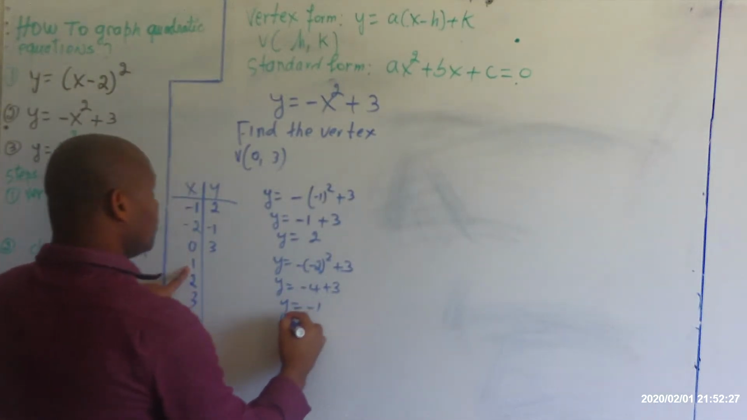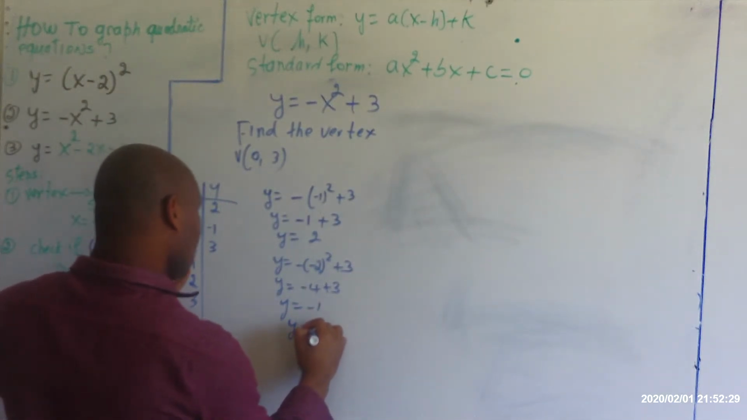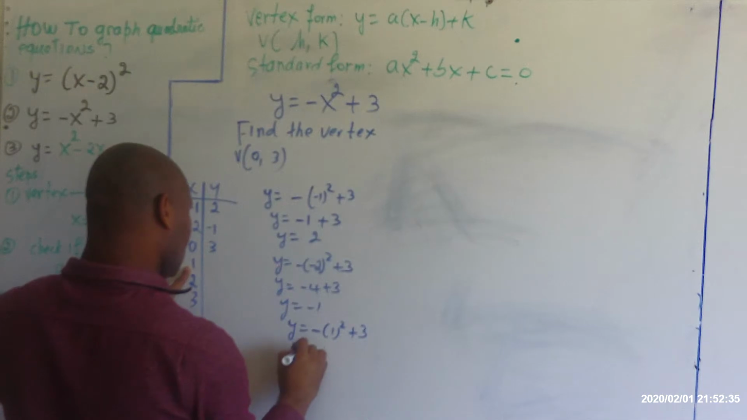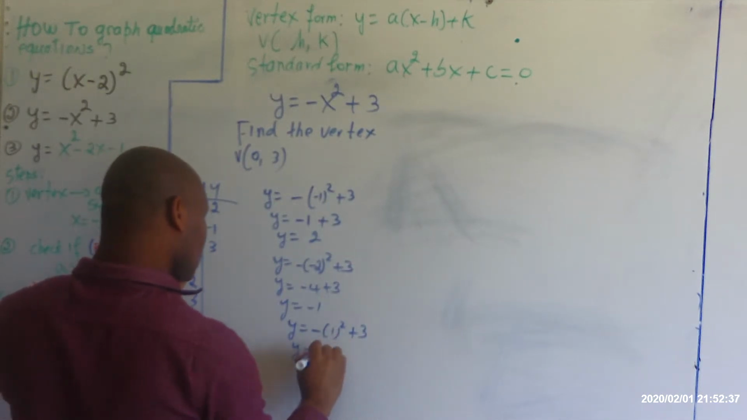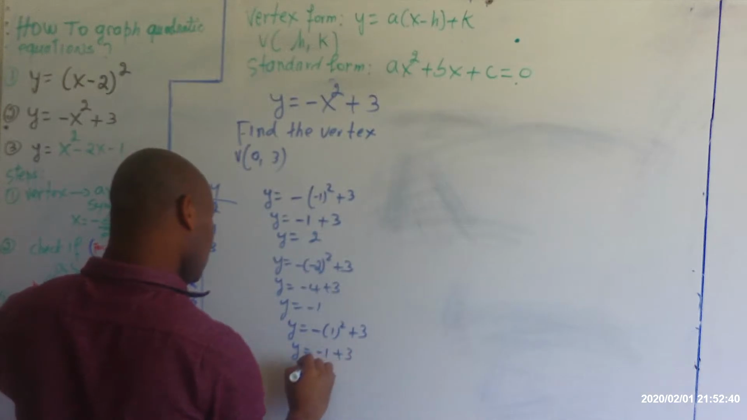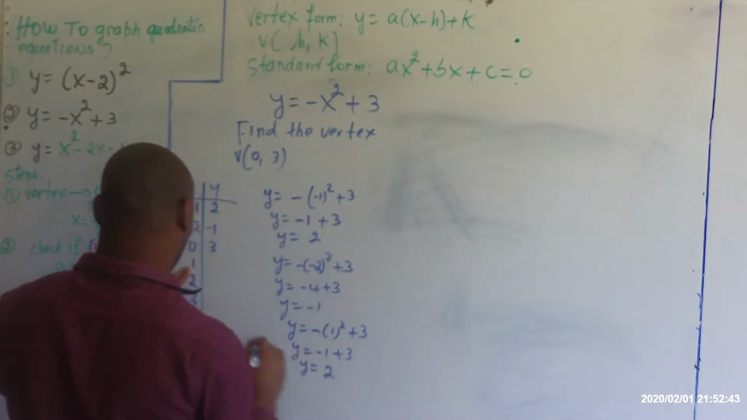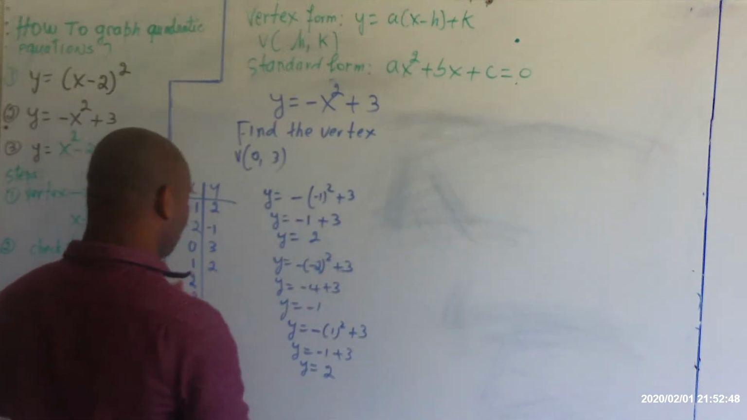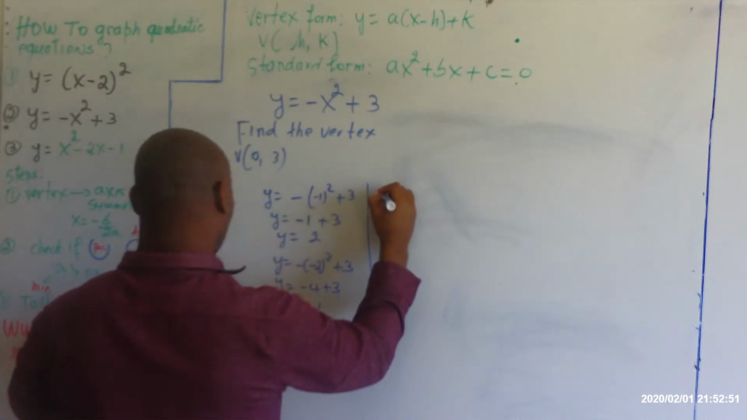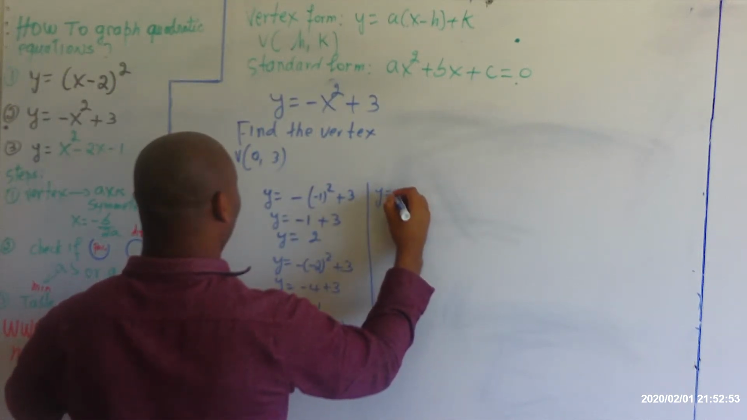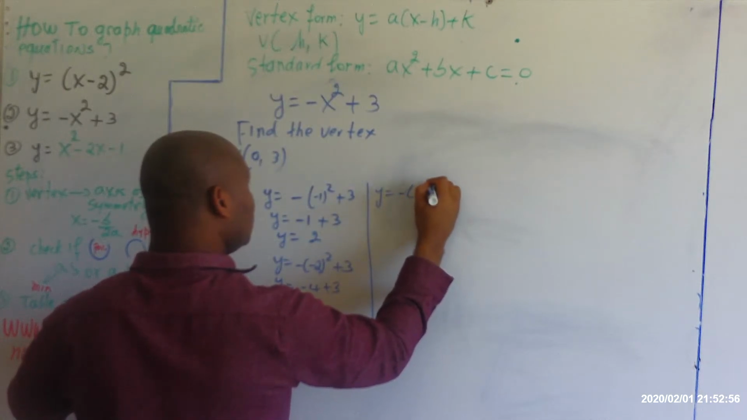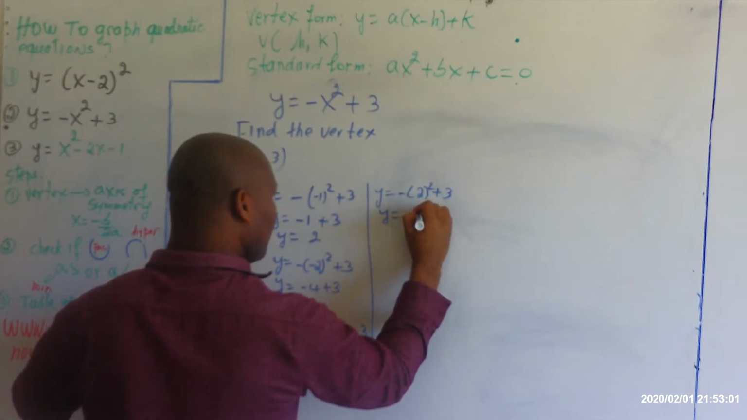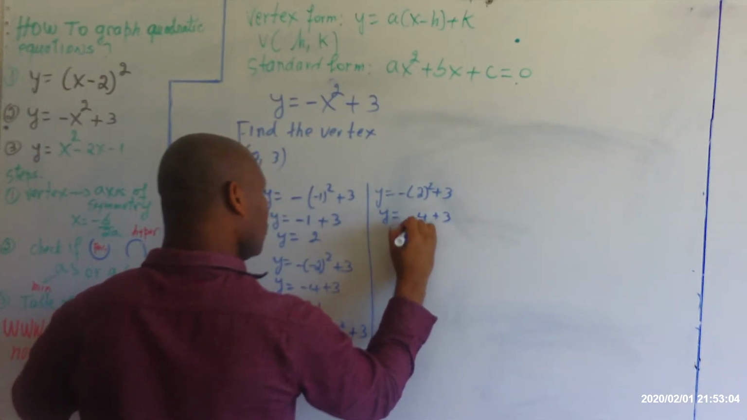Now let's put 1 right here. So 1 to the power 2 is 1. That's -1 plus 3, which is 2 right there. Let's plot 2. Y equals negative 2 squared plus 3. So 2 to the power 2 is 4, -4 plus 3, Y equals -1.